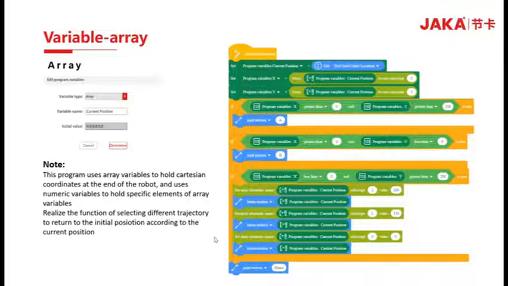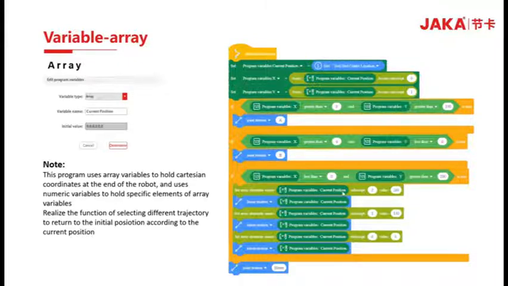After, we will see three conditions. If X is greater than 0 and Y greater than 100, the robot will move to the A position. If X is greater than 0 and Y less than 0, the robot will move to the B position. Both are using a joint motion. The last condition is X less than 0 and Y greater than 200.